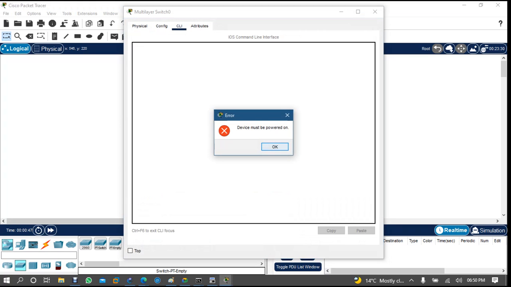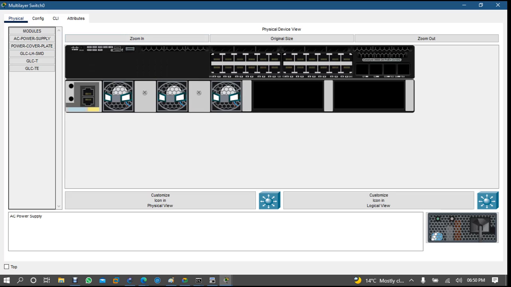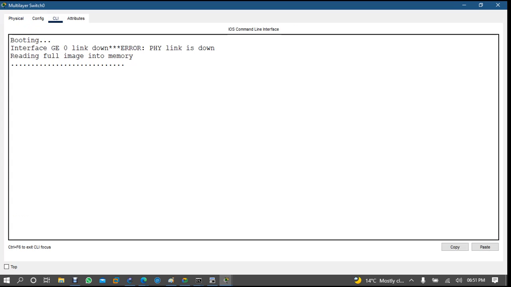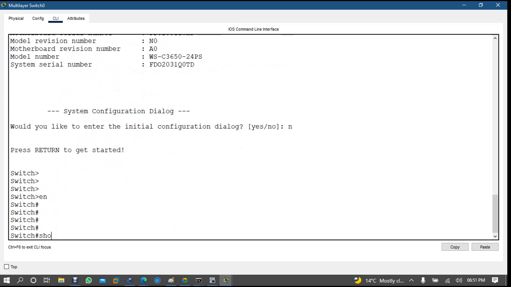Let's see. I have to power on first. Zoom in. Where is power on? AC power supply. Okay, is it there? CLI. Okay. No. And also SDM.